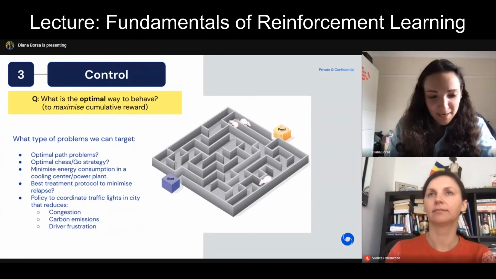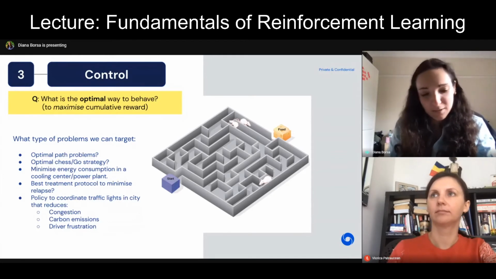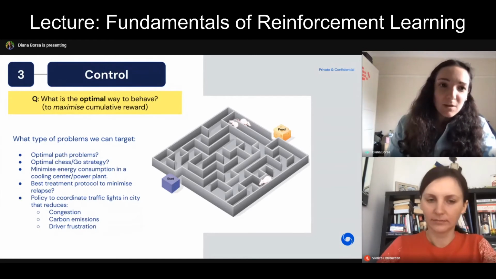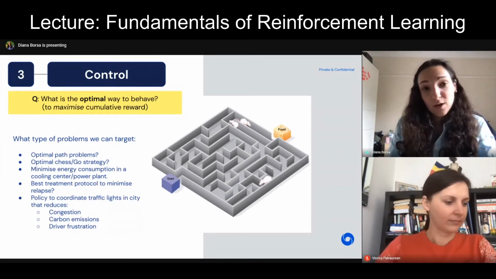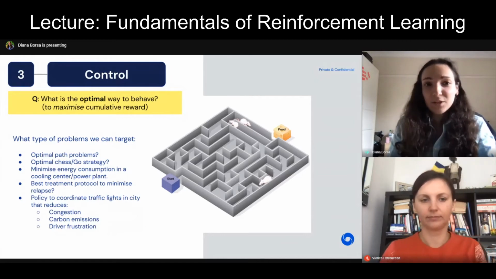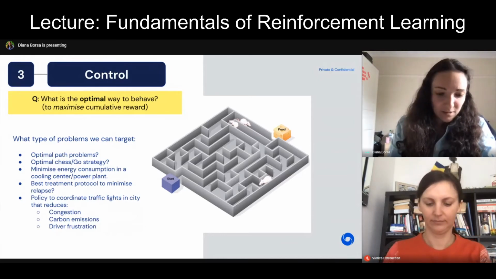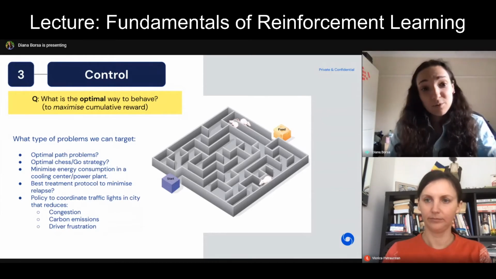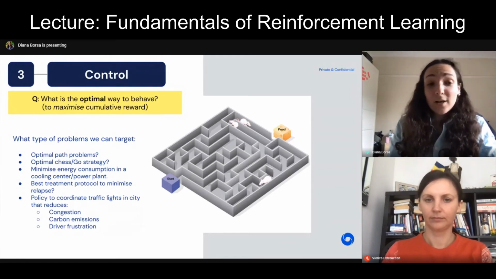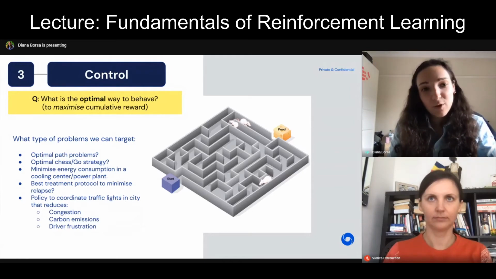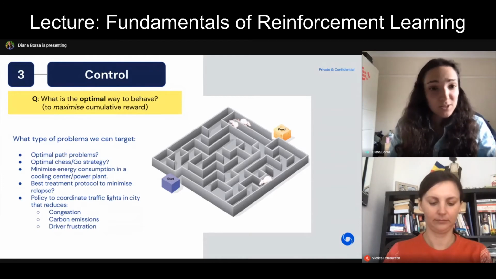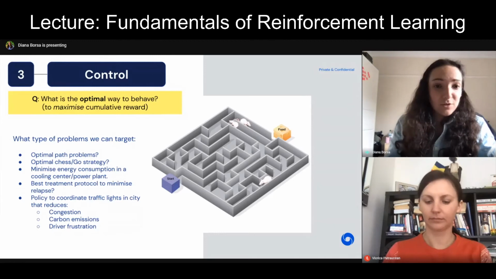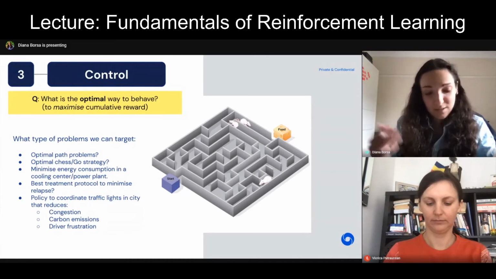So now we're going to move into control, which is probably the thing that RL is most associated with, which tries to answer the question: how to act optimally in an environment in order to maximize this cumulative reward. And this tackles problems like optimal pathfinding, optimal strategy in Go or chess, minimizing the energy consumption in a cooling center or a power plant, trying to estimate the best treatment protocol to minimize relapse or maximize success, or policies to coordinate traffic lights in a city to reduce congestion, carbon emission, and so on.